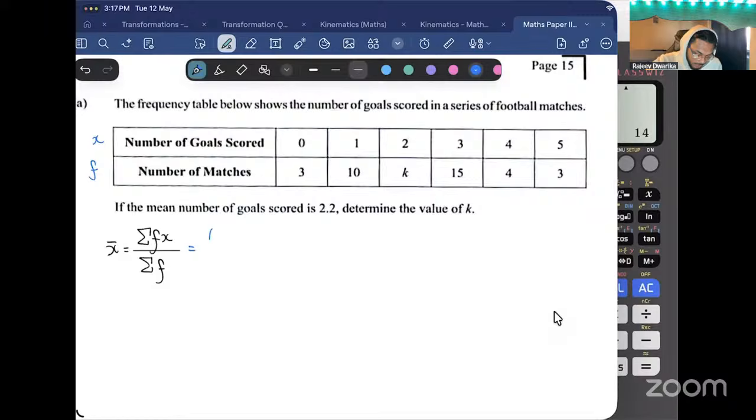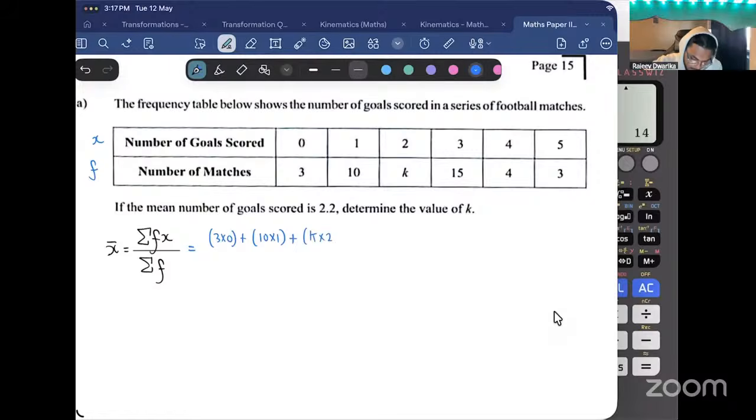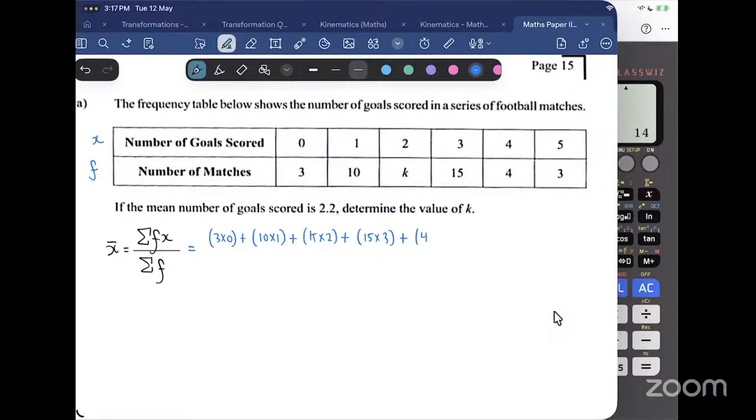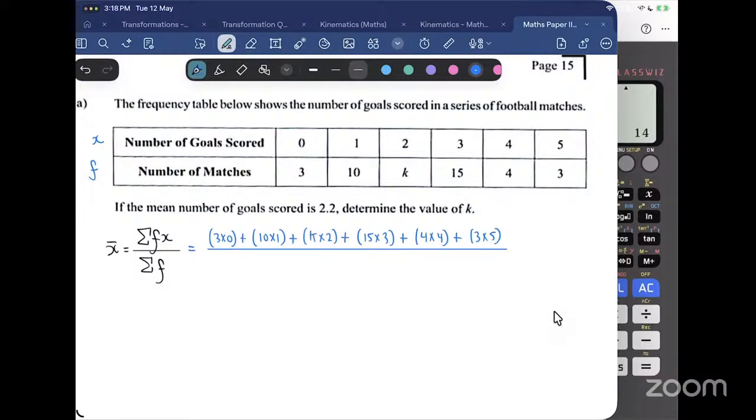So we need to find the sum of fx. That's going to be 3 by 0, plus 10 by 1, plus 2 by k, plus 15 by 3, plus 4 by 4, and 3 by 5. I prefer to say the frequency first. And we're going to put that whole thing over the total frequency, which would be 3 plus 10 plus k plus 15 plus 1 plus 3.